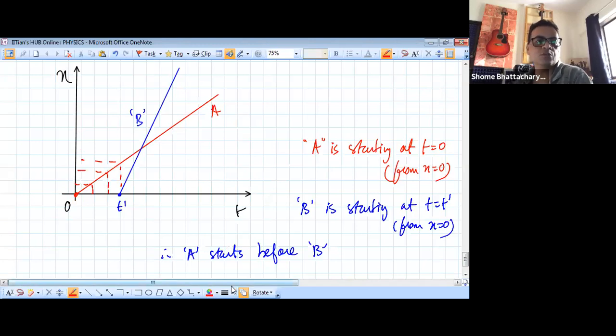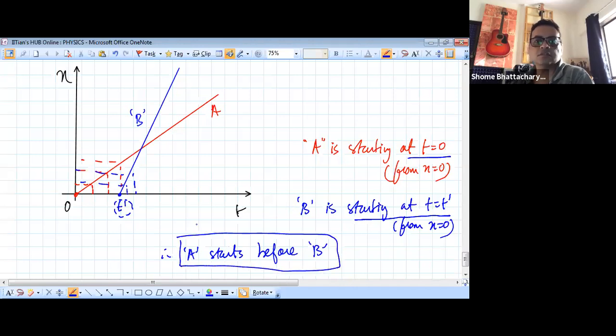But what about B's motion? B's motion is not starting at t equal to 0. B's motion starts here at this time t prime. So B is not at all moving from 0 to t prime. His motion is only starting after t prime. Then only his x coordinate starts increasing. So B's motion started at t prime. A's motion has started when? At t equal to 0. So who has started earlier? A has started earlier, no? Is it clear now, Bhaumik?